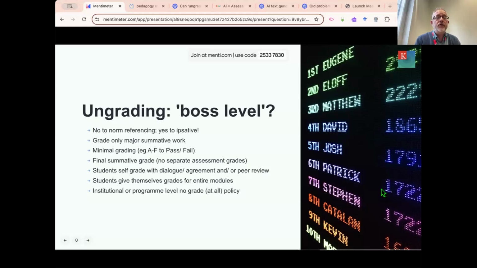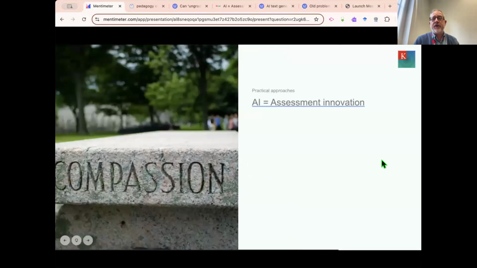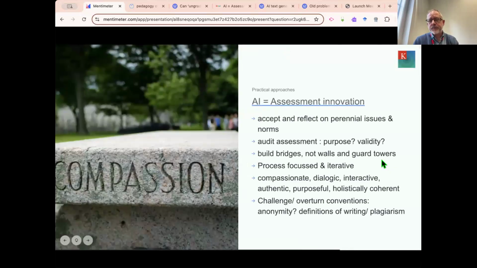Self-grading of students, more dialogue, more peer review, students grading themselves for entire modules. I've seen that happen at UCL as well. It's also happening here at King's. And as I said, program level grades. All of these things are quite possible.